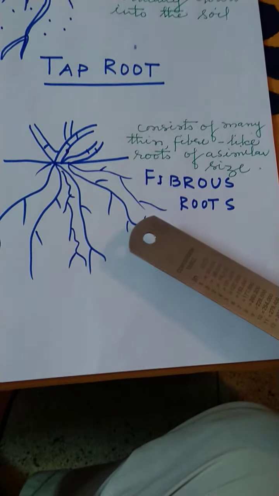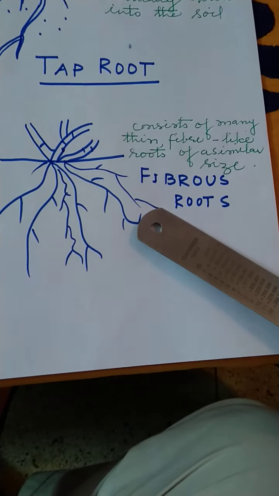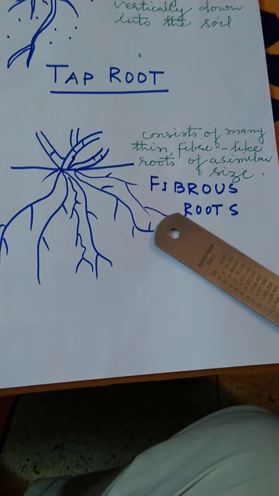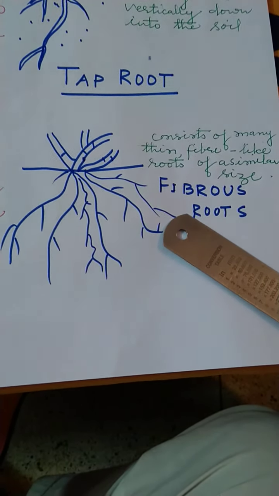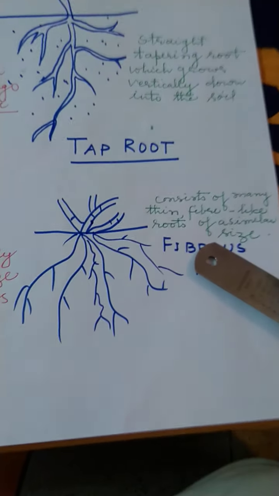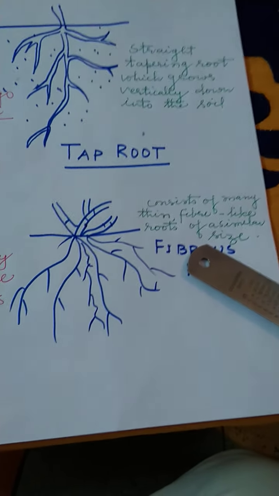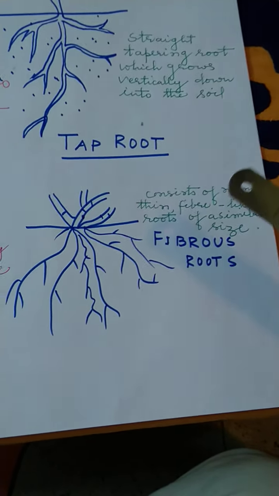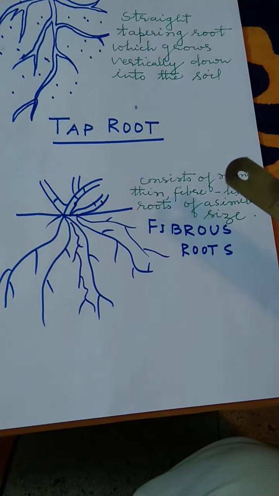The soil contains water, the minerals present in the soil get dissolved in water, and the roots absorb water and minerals from the soil and the stem carries them to the leaves. The leaves prepare food, and the food prepared in the leaves is carried by the stem to all the parts of the plant, including the roots.